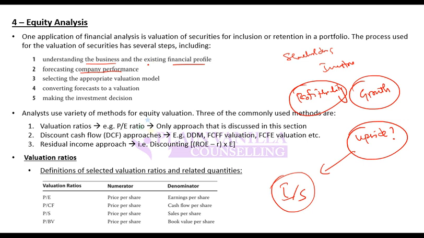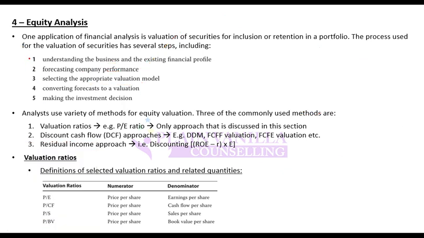So once you have forecasted future performance, let's say you have forecasted the income statement, balance sheet and cash flow statement. Then you select a valuation model. So for example, you select a DCF model. This means you will forecast cash flows and then discount those back to present. Then once you have the valuation model, you convert the forecast into valuation. And once you have the value, you make the investment decision. If value is higher than the price, you buy it. If value is lower than the price, you sell it. Otherwise, you hold. So this is the whole process of equity analysis.